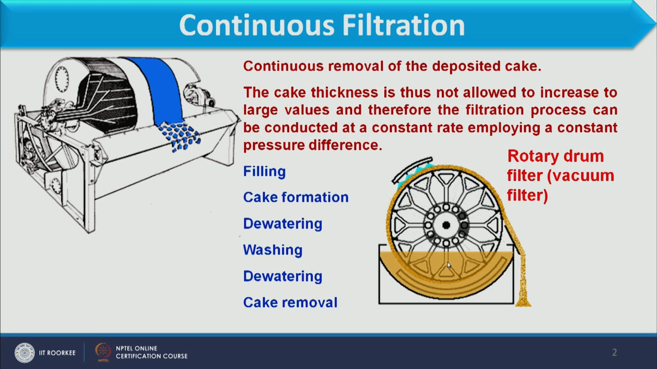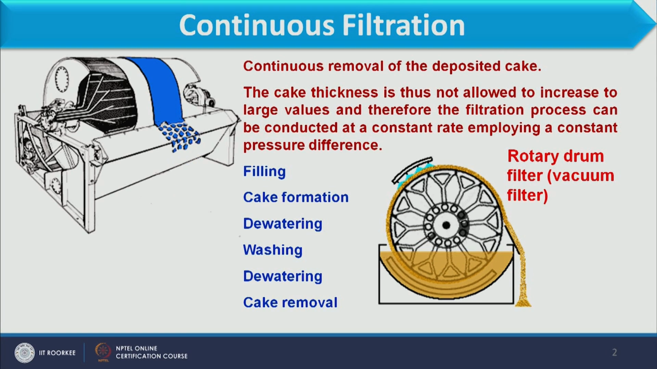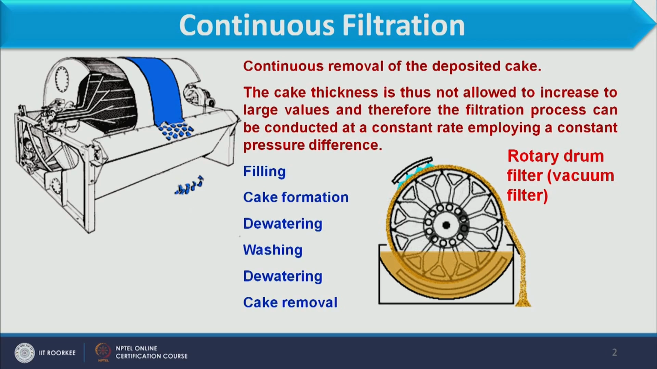So if all these cycles are covered in one rotation, whatever steps are involved in batch, all these are involved in the rotary drum or continuous filtration in a single rotation. So when we compare continuous filtration as well as batch filtration, one rotation of continuous filtration is equal to one cycle of batch. So in that way we can correlate batch filtration as well as continuous filtration.